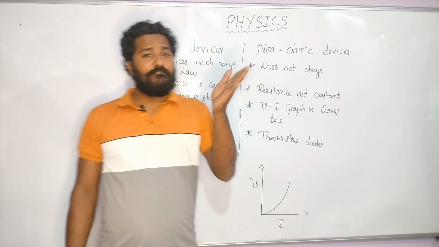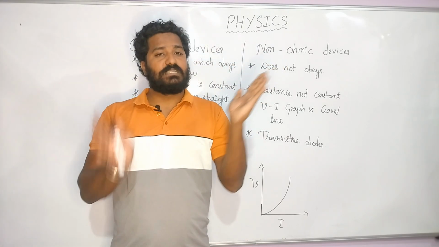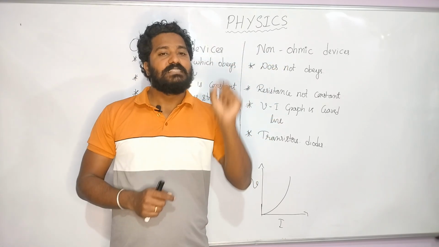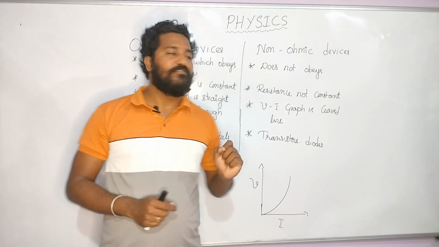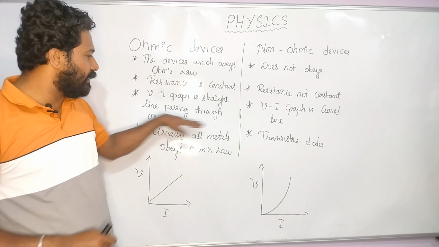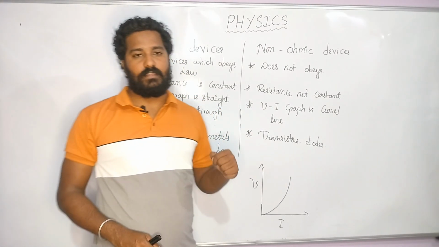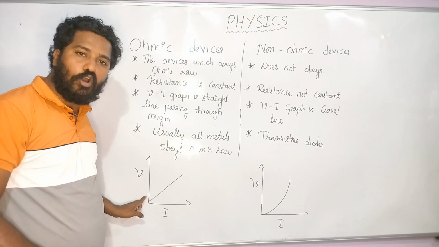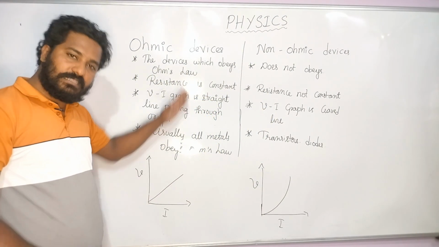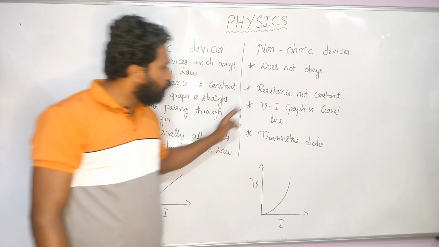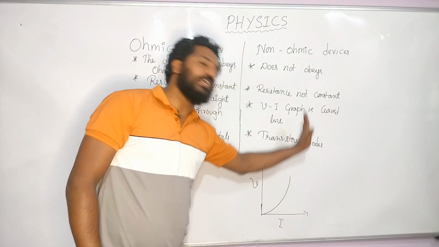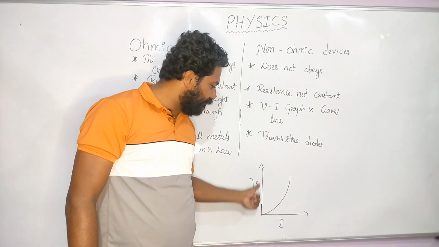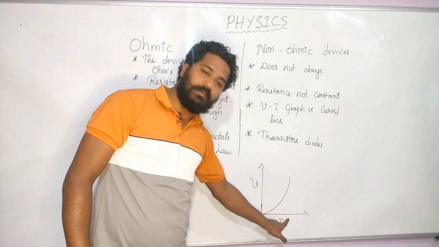For voltage versus current, we draw a graph; such graphs are called VI graphs. For ohmic devices, the VI graph is a straight line passing through the origin. This is called the origin. But for non-ohmic devices, it is a curved graph, which means that if you increase the voltage, the current does not increase proportionally.